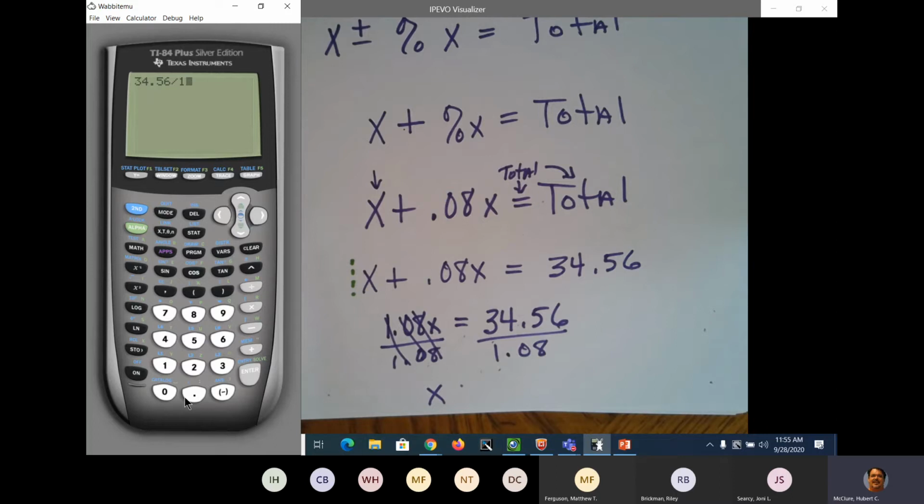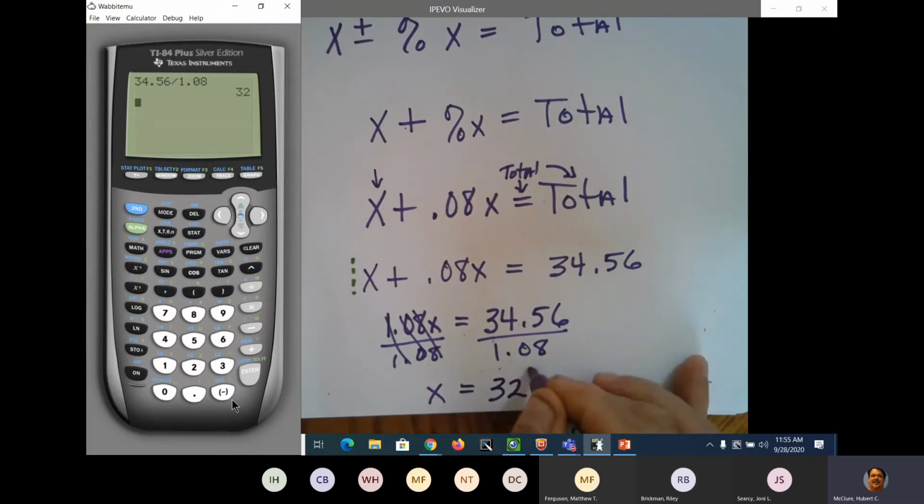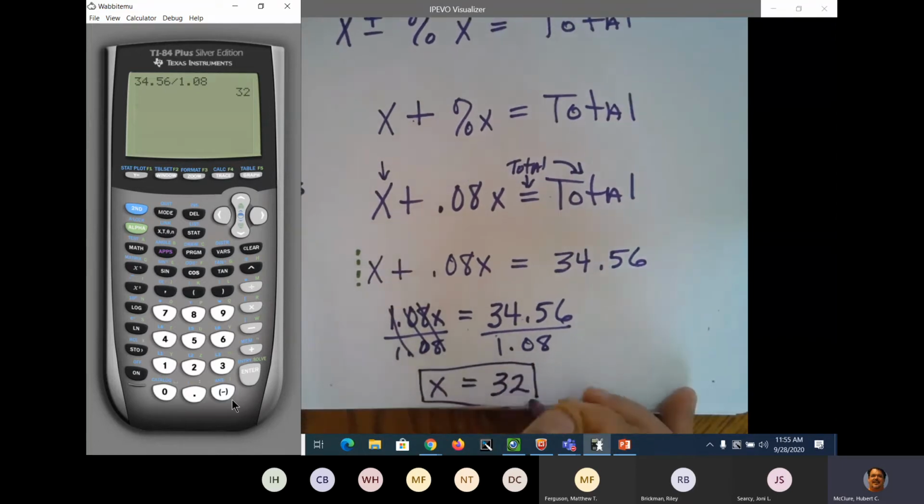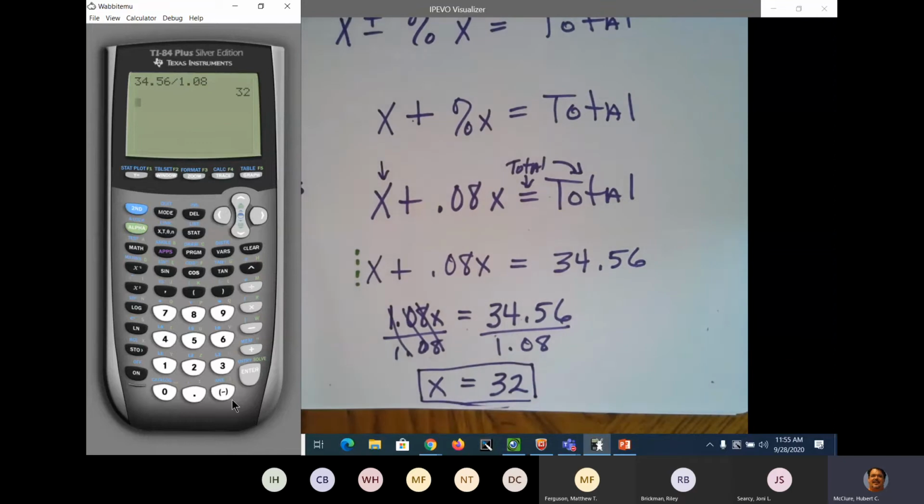Divided by 1.08. 32. So x is equal to 32. So whatever this was cost $32 before taxes.